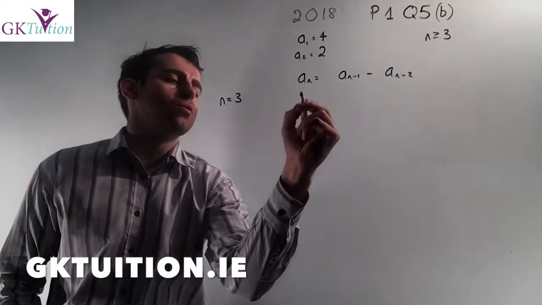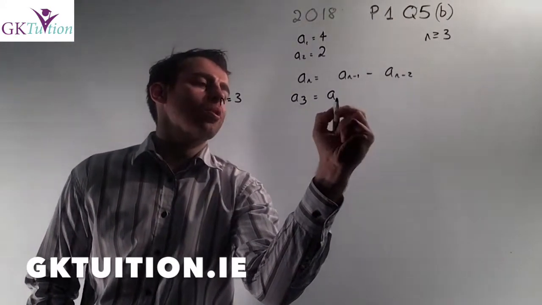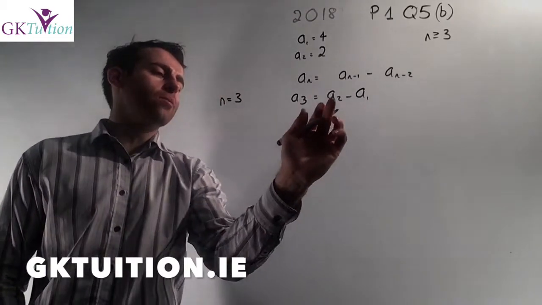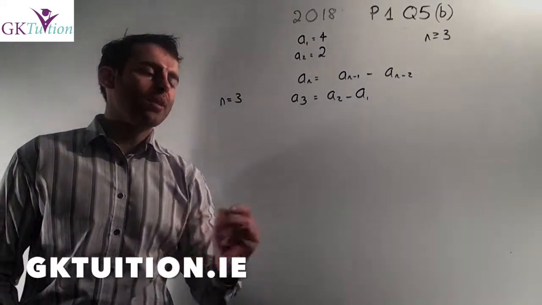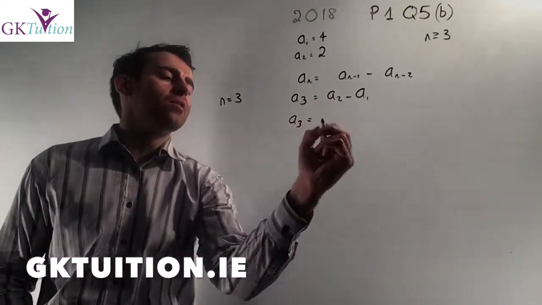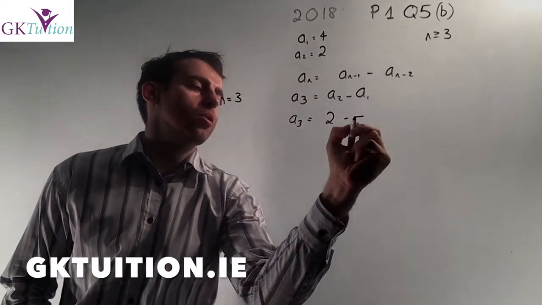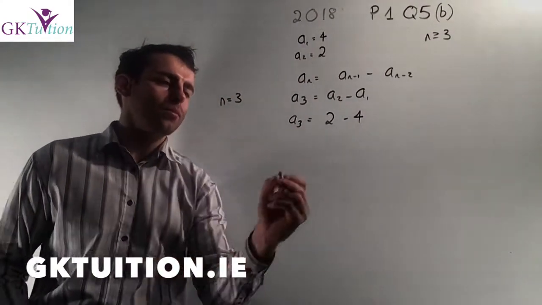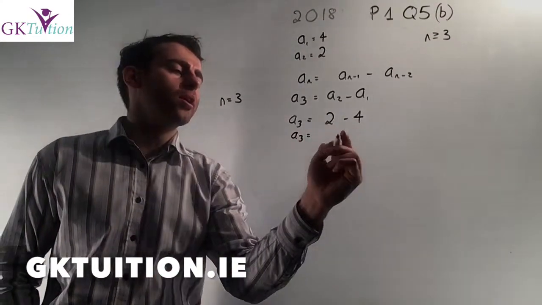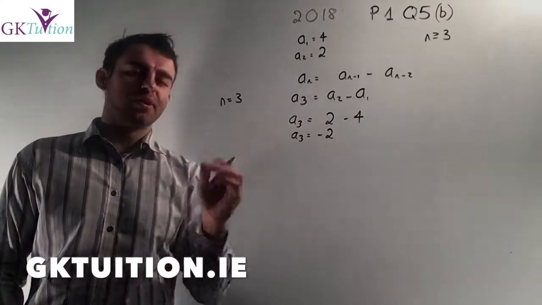If you sub in N equals 3, this becomes A3 is equal to, 3 minus 1 is 2, and 3 minus 2 is 1. So that means A3 is equal to A2 minus A1. Based on that logic, I can say that A3 is equal to, and I know that A2 is 2, and I know that A1 is 4. So it becomes 2 minus 4, which means that A3, the third term in this sequence, is minus 2. Okay, so that's my third term.